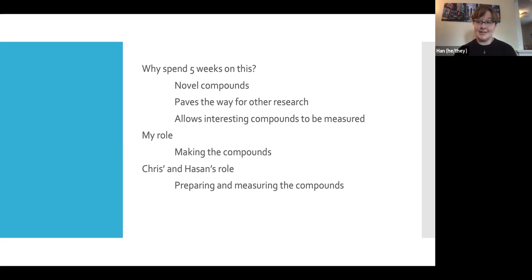If we know how to synthesize a compound, we are able to measure the synthesized compound. And it allows interesting compounds to be measured, which is very important in determining their properties and potentially finding these superconductors. So my role is to make the compounds, and Chris and Hassan, the graduate student and the postdoc, their role was to prepare and measure the compounds.